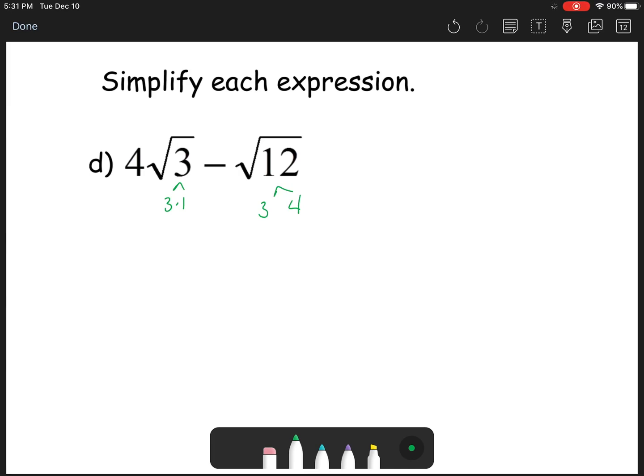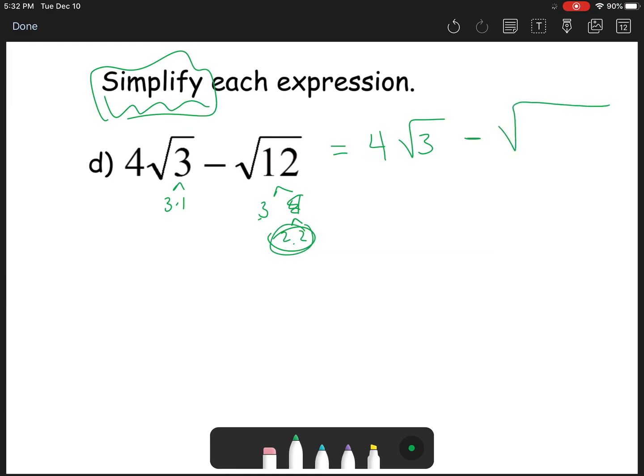12 we could write as 3 times 4, and 4 we could write as 2 times 2. So we've got 3 times 2 times 2. Well, we have a group of 2, which means we have a perfect square under our radical. And for our simplifying, remember, we can't have a perfect square under our radical, we can't have a fraction, and we can't have a radical in our denominator. So we need to simplify this square root of 12.